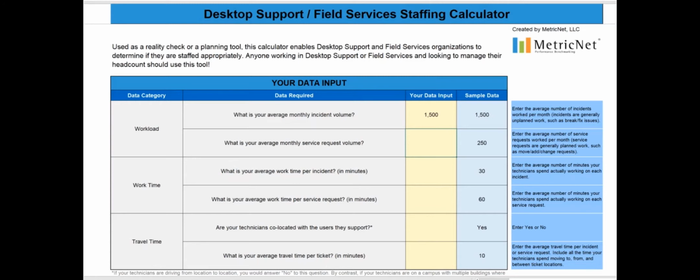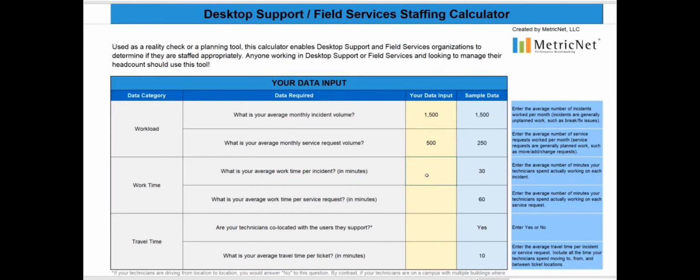Next question, what's your average monthly service request volume? Let's make up a number, 500. And by the way, incident volume is almost always higher than service request volume. It's not always true, but I would say 90 to 95% of the time, you're going to have more incidents than you have service requests.